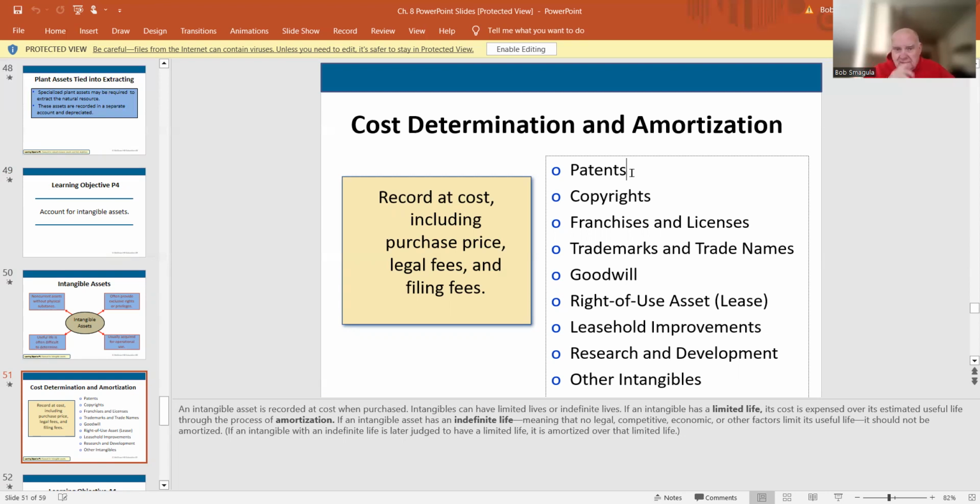And fortunately, yeah. Copyright is for printed material. You sell a novel, no one else can publish that novel and make money from it for a number of years. Patents are 20 years, copyrights go on longer. Franchises and licenses, trademarks, the McDonald's Golden Arches, McNugget, a trade name. Goodwill, which we'll learn about at the end of this chapter, is the amount you pay in excess of the fair market value of the company. There are other intangibles.